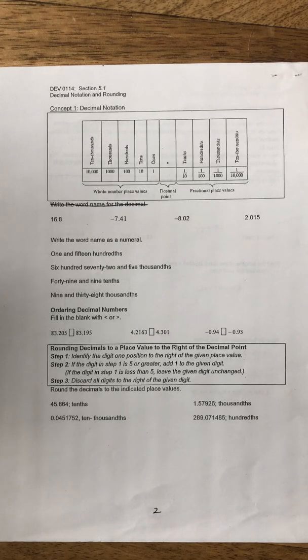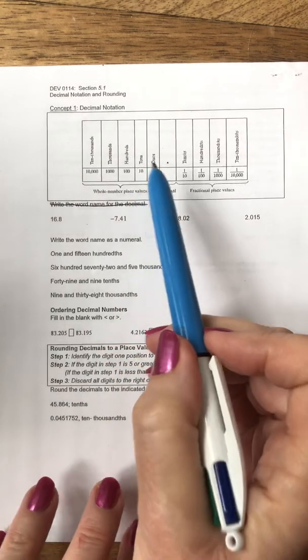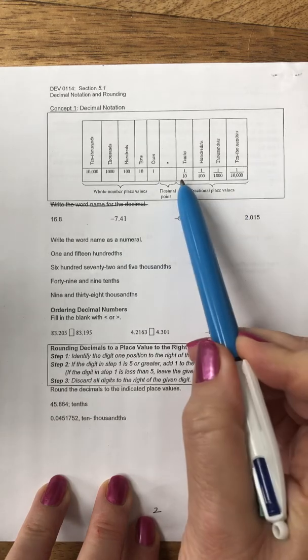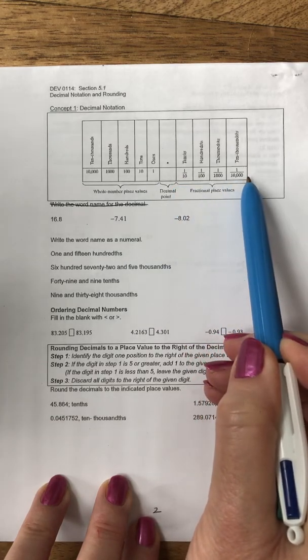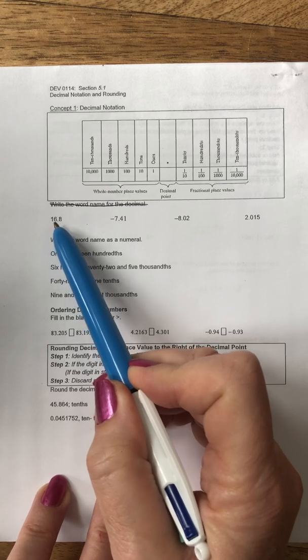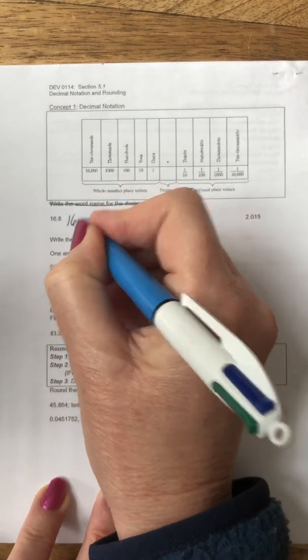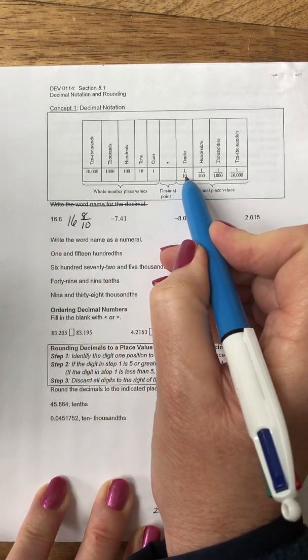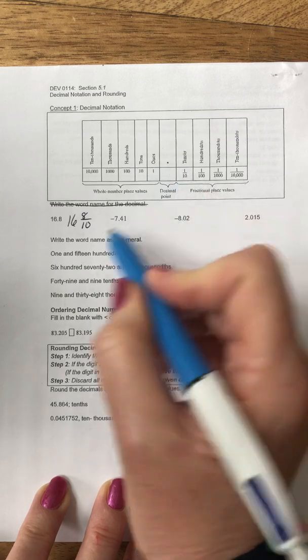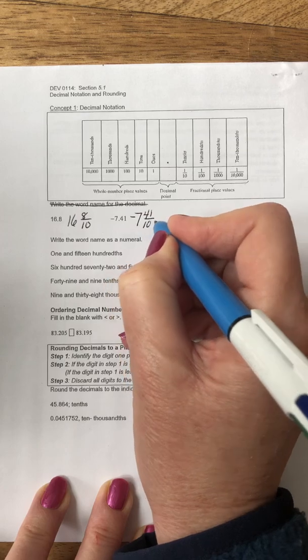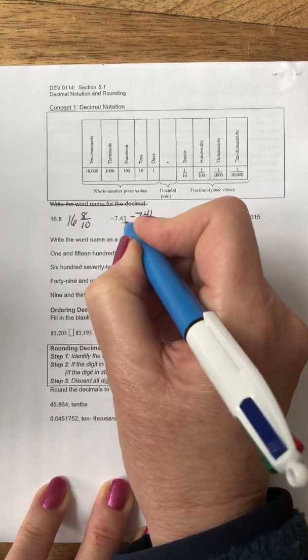In section 5.1, we're looking at decimal notation and rounding. So our decimal point separates our whole number place value from our fractional place value. 16.8 is going to be read 16 and 8/10. Notice the tenths has one decimal place, one zero. This is -7 and 41 hundredths. Two zeros, two decimal places.